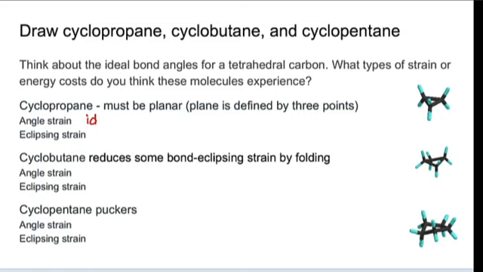An ideal tetrahedron is 109.5 degrees. And what we have here is 60 degrees. So these bond angles are under a tremendous amount of strain.